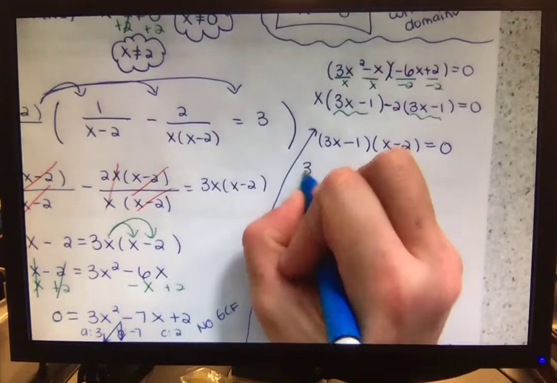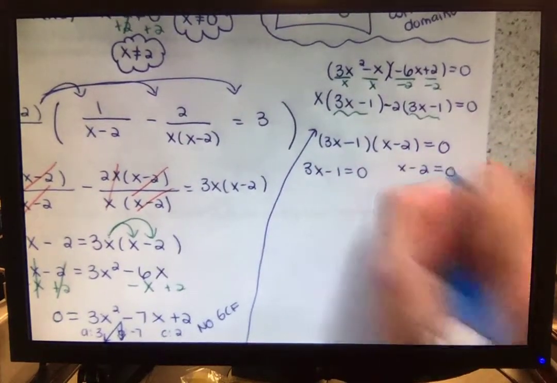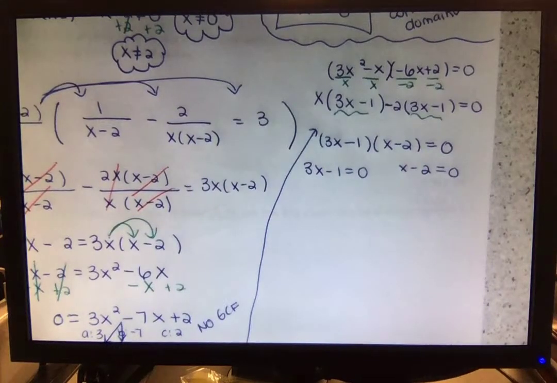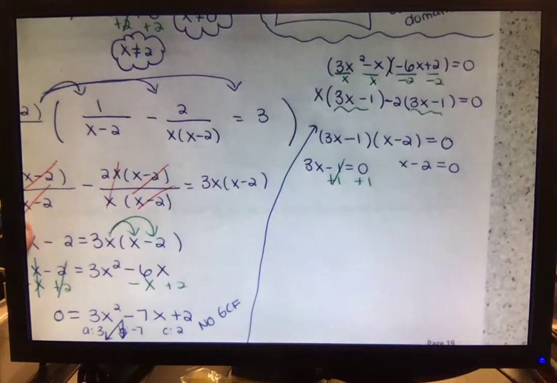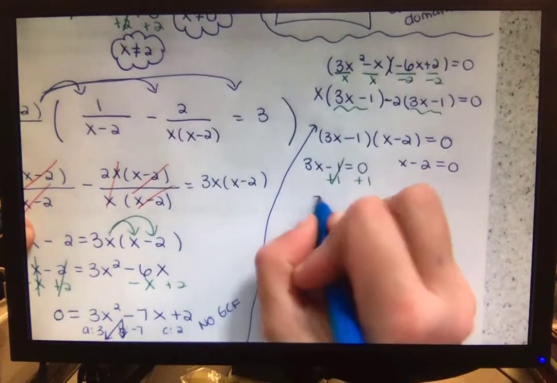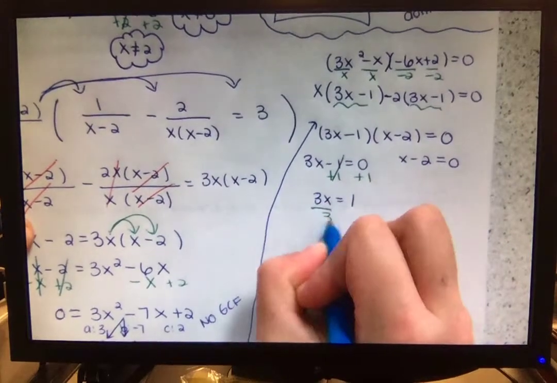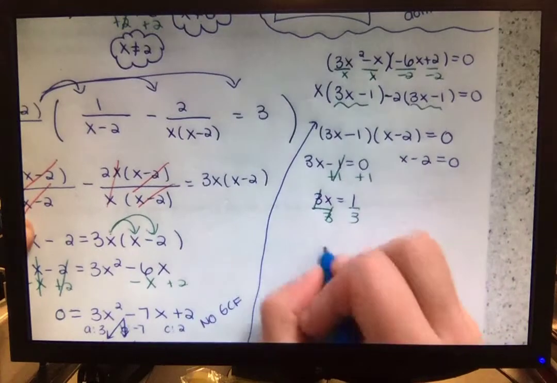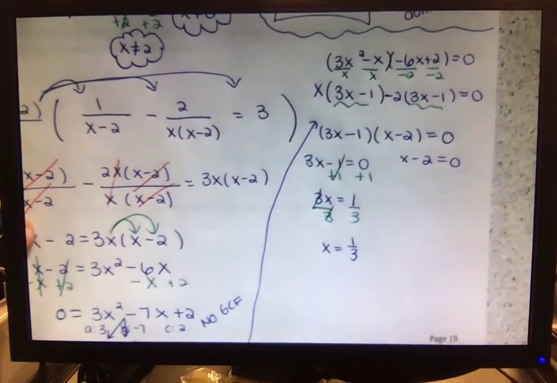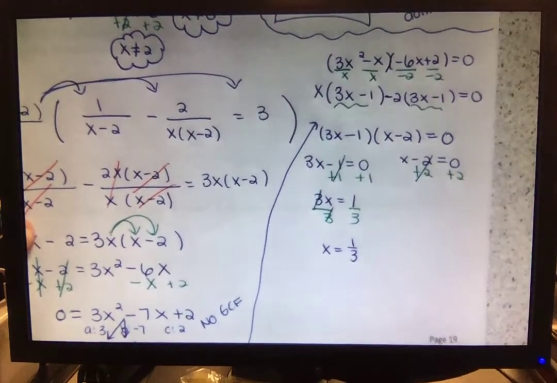Setting each factor equal to 0. And solving each one separately. 3x minus 1 equals 0, so we're going to add 1 to both sides. 3x equals 1. Divide by 3. So x equals 1/3. And then over here we're going to add 2 to both sides, so we get x equals 2.